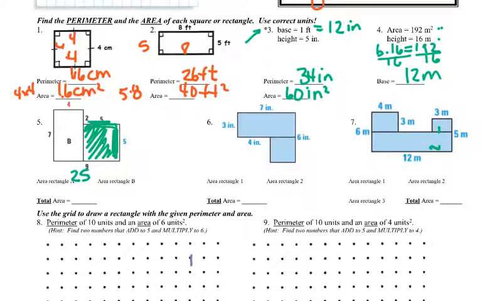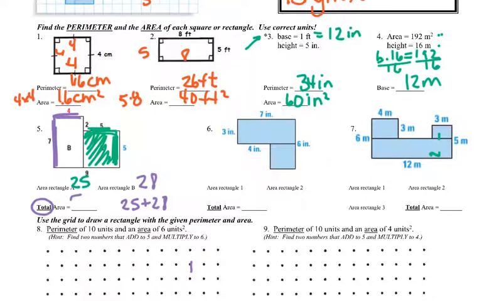What are the base and height in rectangle B? Right, 7 times 4, 28. If I want to find the total area, what would I do with those numbers? Right, I would add them. 25 plus 28 is 53.